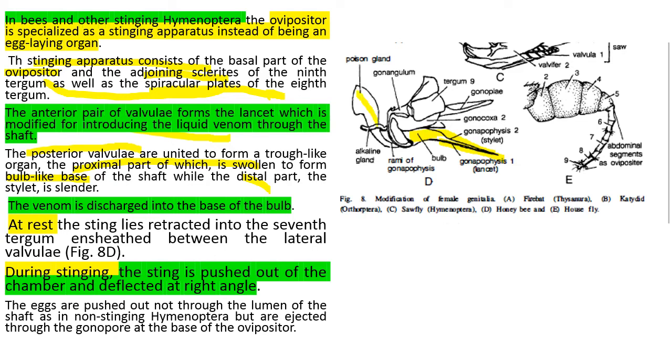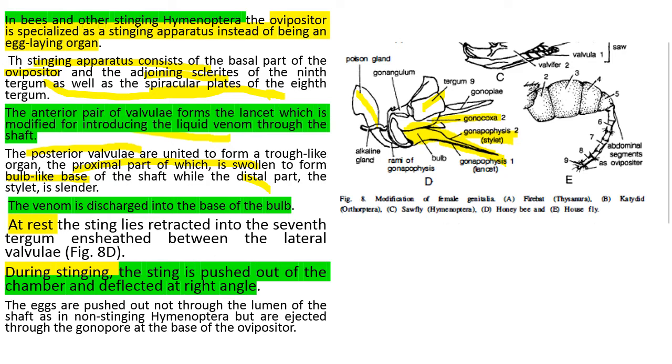And this is the poison gland here at the base, and this is tergum ninth. Gonocoxites are there, gonapophysis number 2, which is bearing a stylet. Now venom is discharged into the base of the bulb. So here you will get the poison. It is first discharged here, and then through the lancet it is inserted. So when the worker honeybee is at rest, the sting is actually retracted into the seventh tergum. So seventh, eighth, ninth, it is retracted into the seventh tergum.